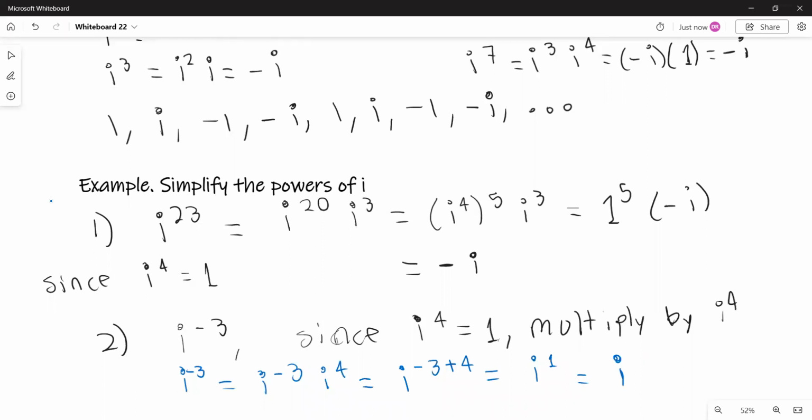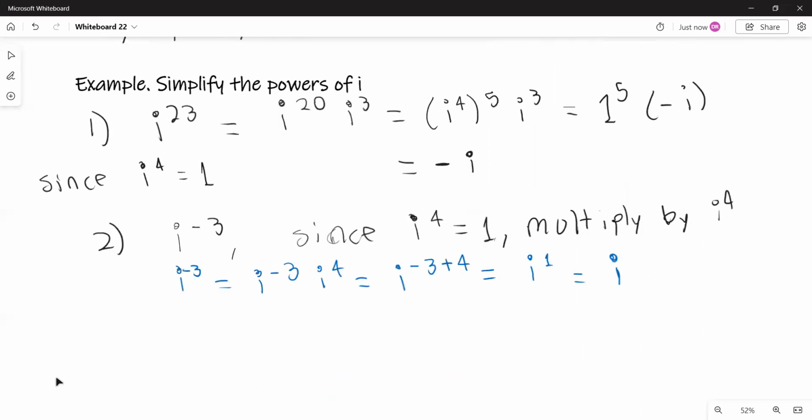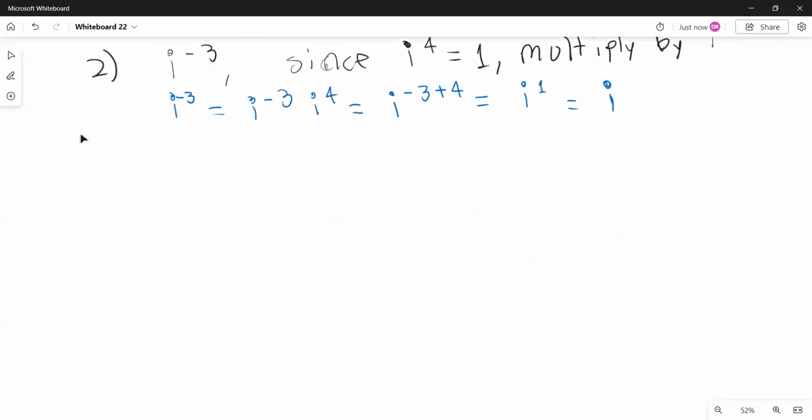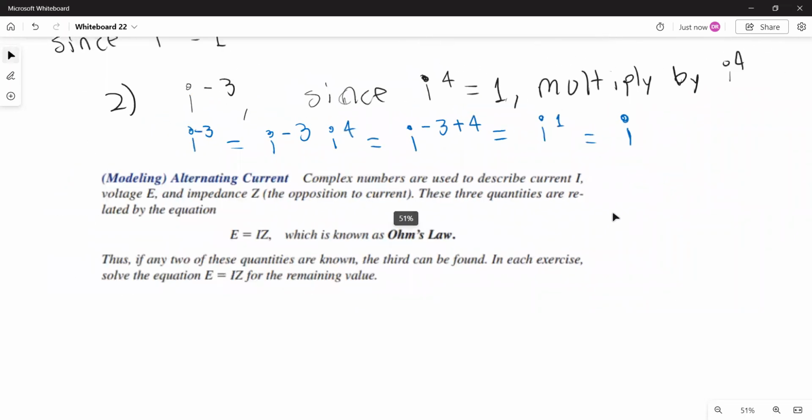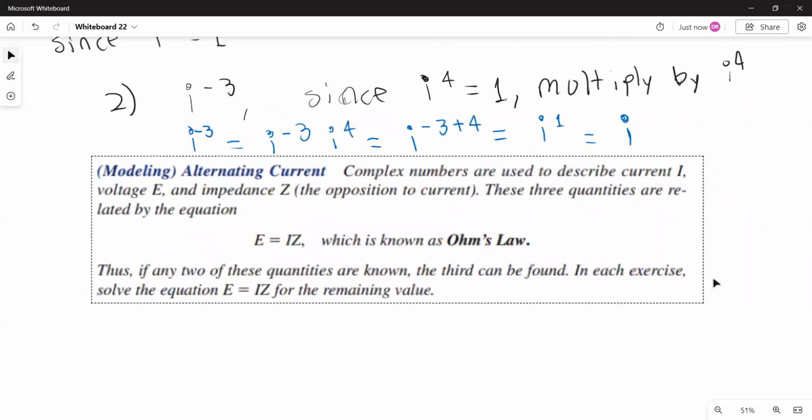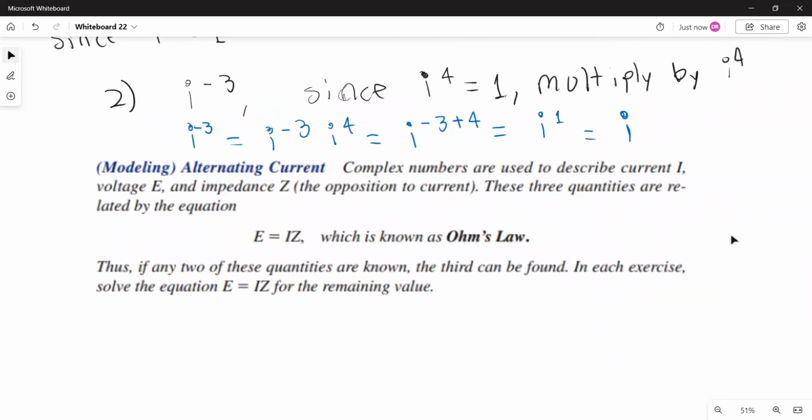And I'm going to finish this section with an application. So if you're wondering whether this is applicable to real life problems, the answer is yes. Most of the applications are beyond the scope of college algebra, but I'm going to show you an application to electric current. So I'm not going to go over the details, but yes, complex numbers are applicable to real life.